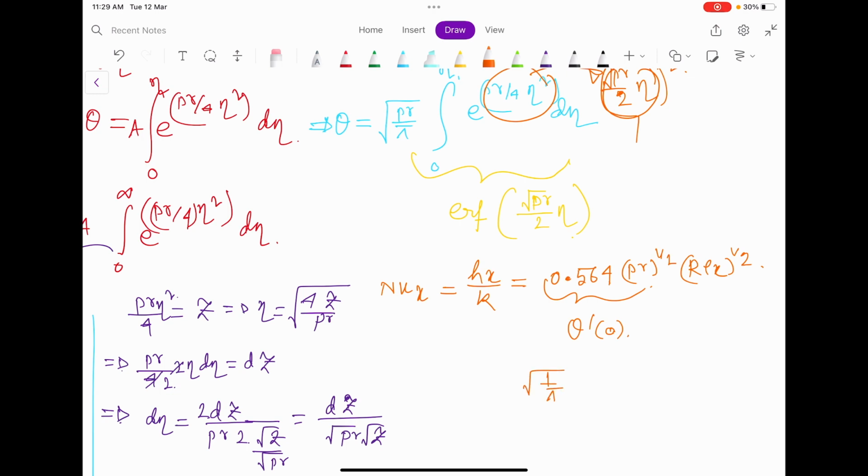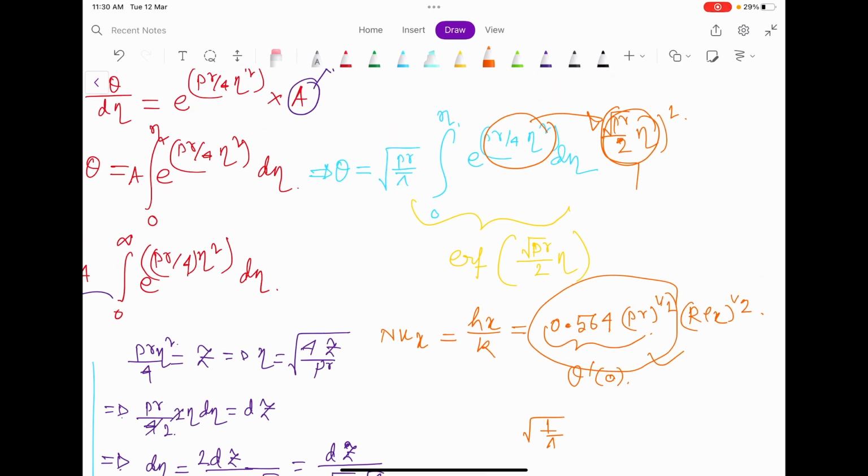Okay, and what is 1 by root pi? I don't have my calculator, so I am just using my phone to calculate that. Actually, I don't use the calculator often, that is why I am not getting the calculator from the phone. So let me do it right. 1 by root of pi. Yes, so this is the value of 1 by root pi.